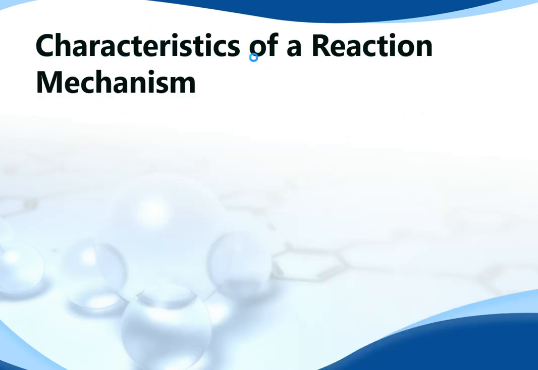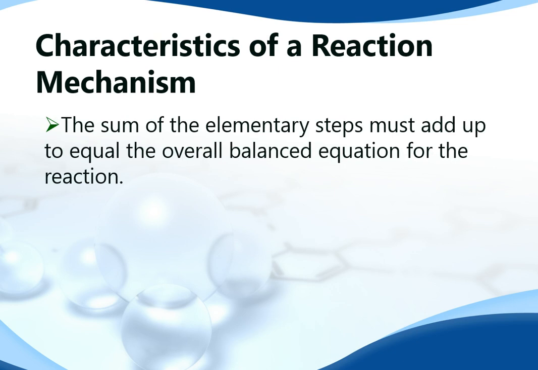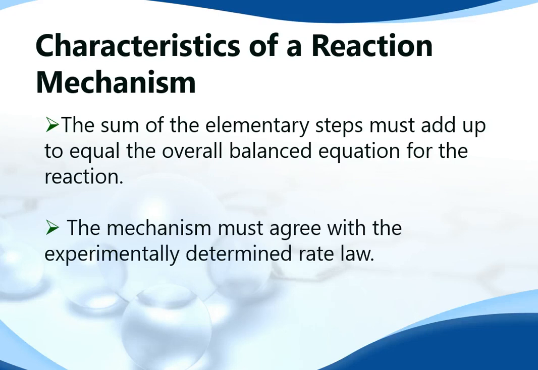Now, characteristics about a reaction mechanism that you ought to know. Number 1 has already been mentioned: the elementary steps should add up to give you the same overall balanced equation that you started with. Number 2, the mechanism must agree with the experimentally determined rate law. We're going to learn in a few minutes that you can use a mechanism to determine the rate law of an overall reaction. And that should match up with the same exact rate law that one would get if you were to run that experiment in a lab setting, collect data, and then determine what the rate law is.